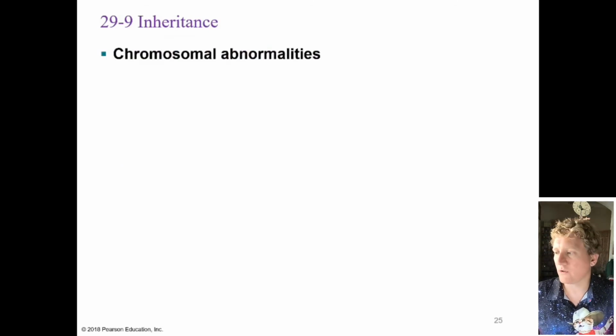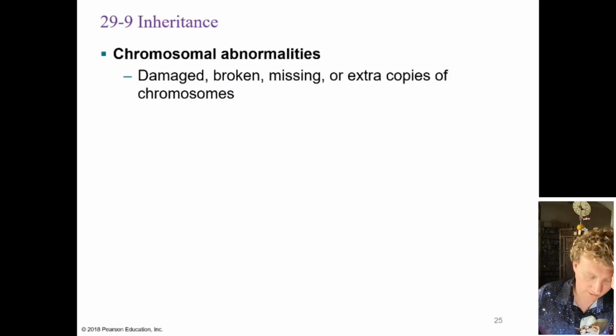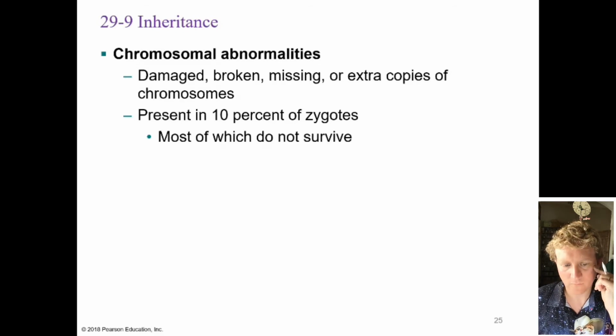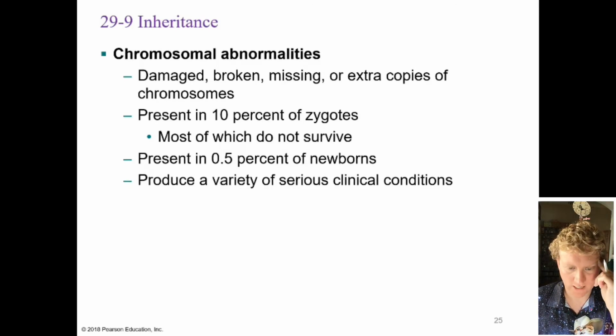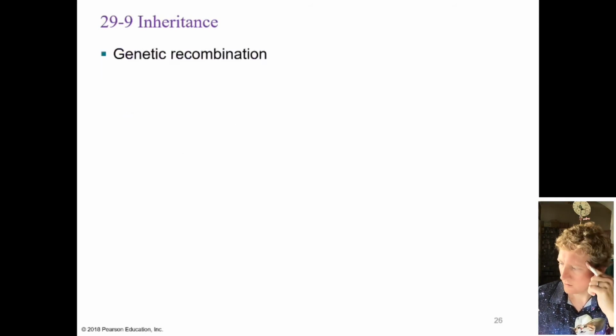Here, you can also have chromosomal abnormalities, which would show up on that karyotype that we mentioned earlier. Damaged, broken, missing, or extra copies of chromosomes. These are present in 10% of zygotes. Most of the time, they're not going to survive. So we're down to 0.5% of newborns. And so there's a variety of serious clinical conditions, congenital birth defects. Down syndrome, for example, is a very common example of this.